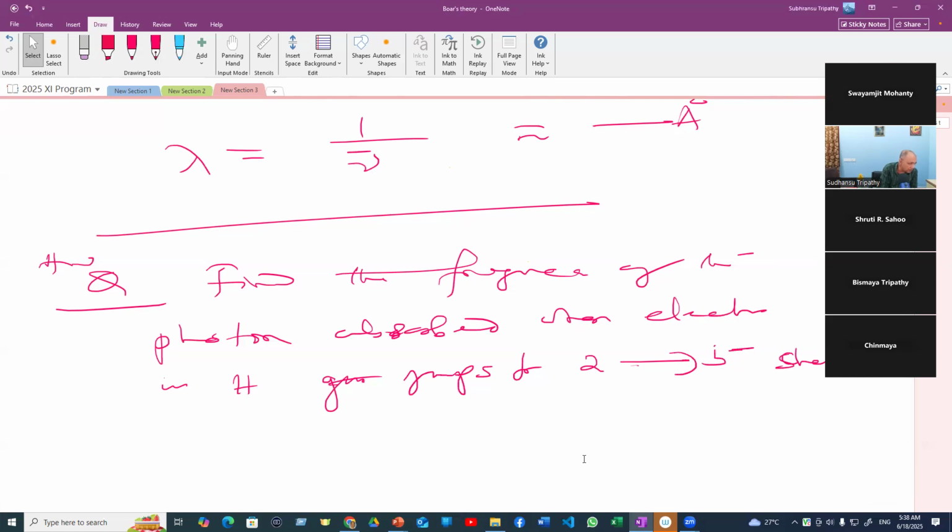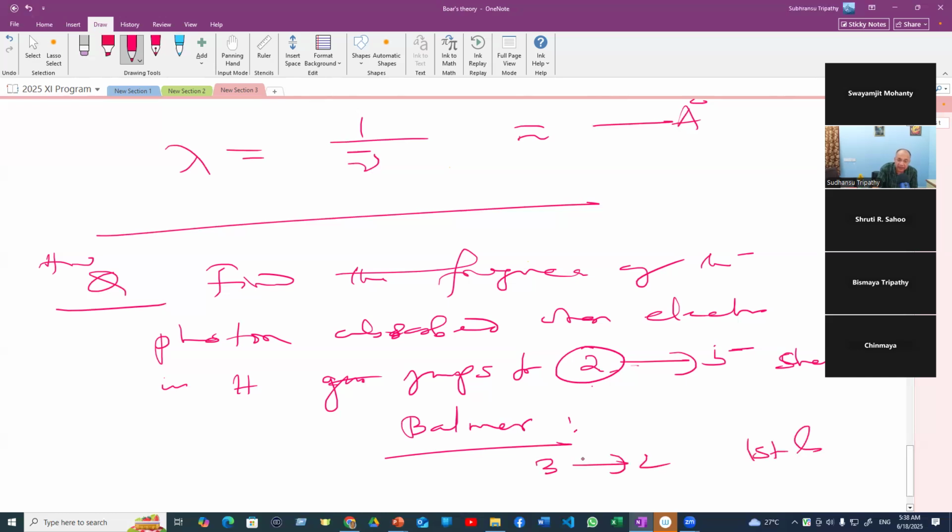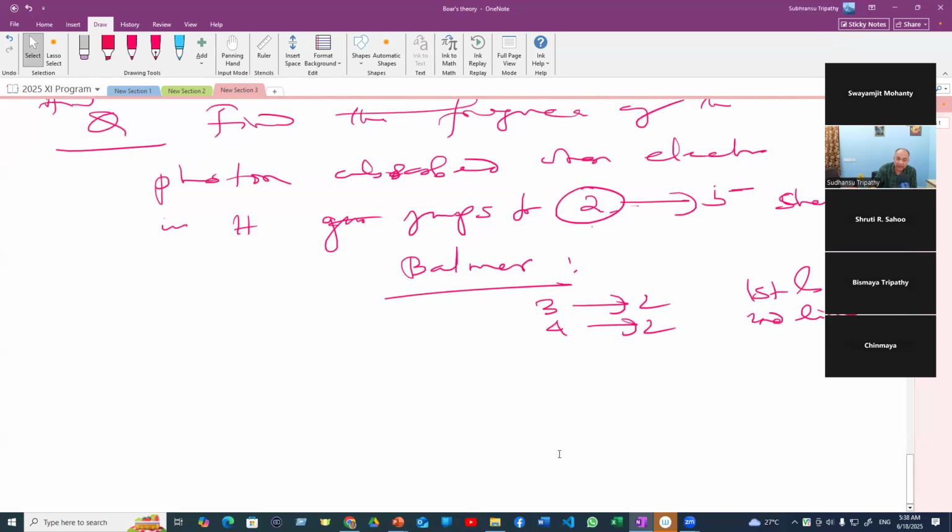Balmer third line. Precisely. Yes, precisely, both of you are correct. Because if it is 2, then it is Balmer. And 3 to 2, it is the first line. Then 4 to 2, it is the second line. And then 5 to 2, it will be the third line.